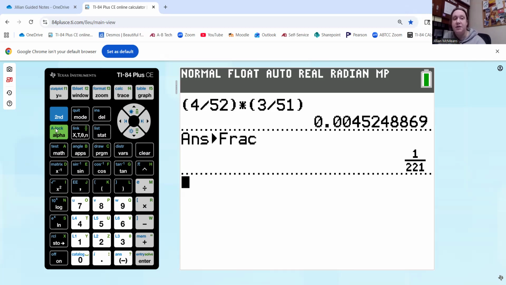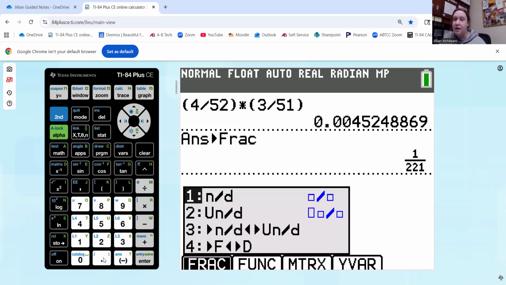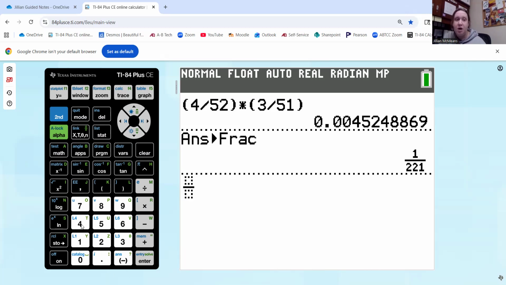The other way you could type this in is you could type in the template for a fraction. So we could go alpha y equals, choose option 1. Our first probability was 4 out of 52. Hit the right arrow to leave the denominator, multiply, and then go alpha y equals again. And we get 3 over 51.